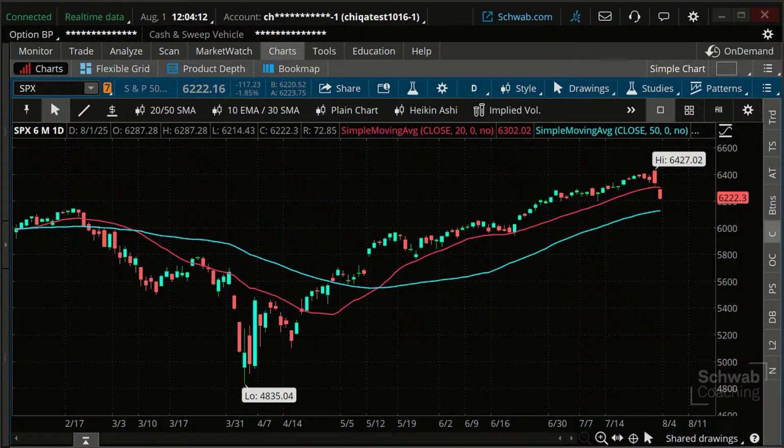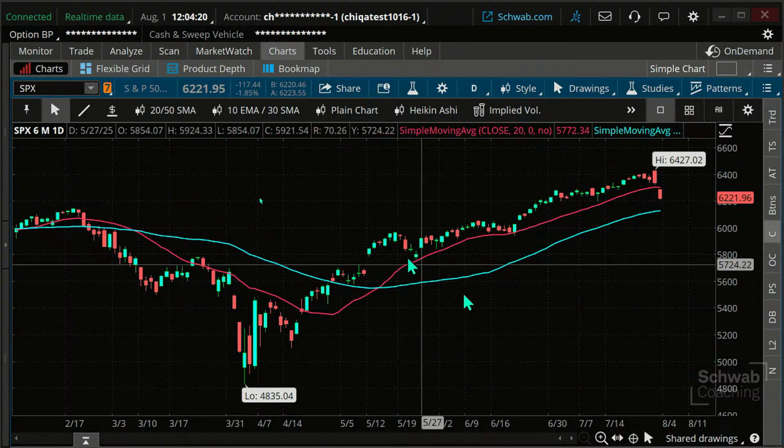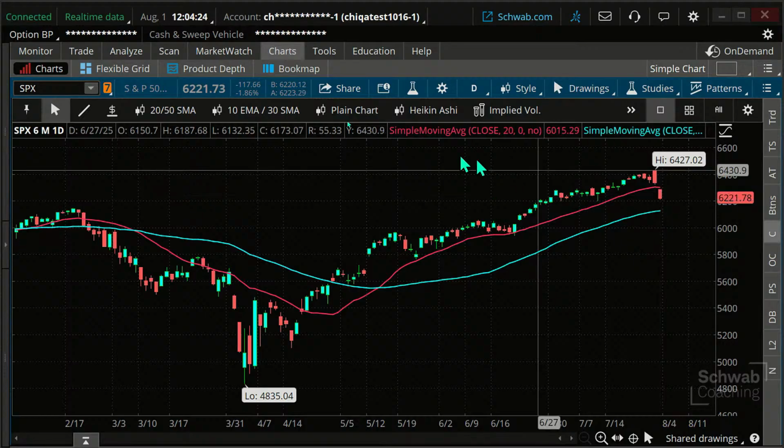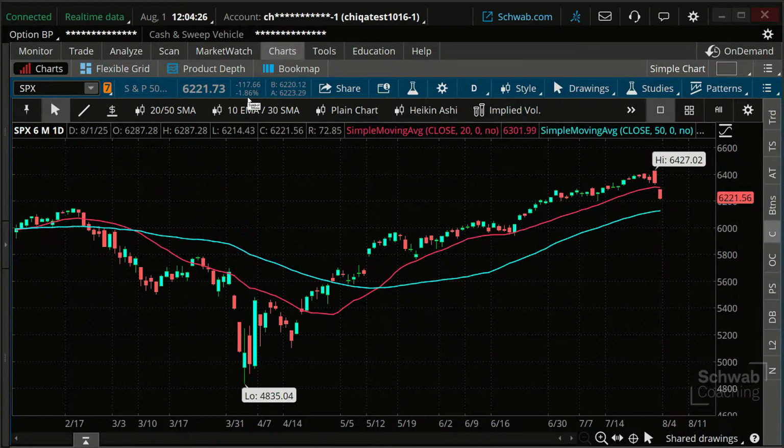Sometimes when we do directional strategies, we look for things like the trend going up. Here's the SPX, the S&P 500. You can see the big drop that we had today, down almost 2% on the S&P 500.